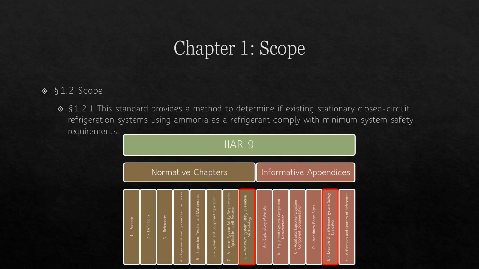Section 1.2.1 summarizes the scope of Standard 9 as providing a method to determine if existing systems comply with the minimum system safety requirements of the standard. Chapter 8 and Appendix E are wholly devoted to this subject of minimum system safety evaluations, so we'll table this topic for now and address it in a later training.